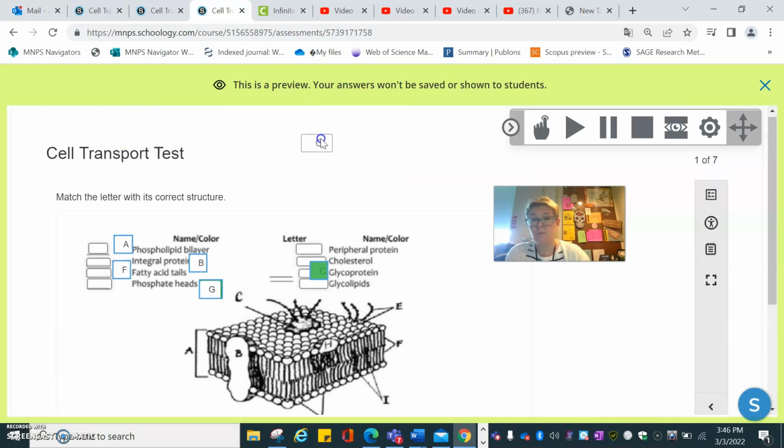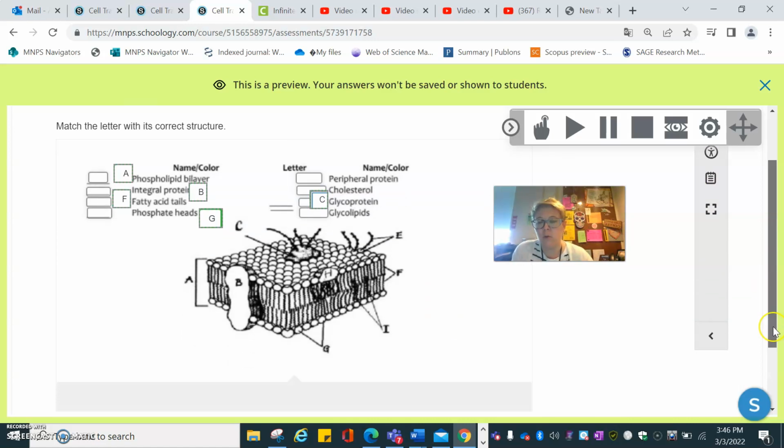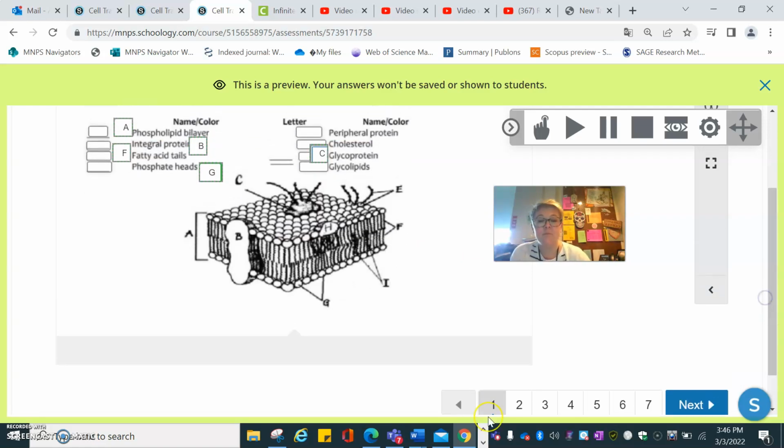So as far as redoing this on the test, you just have to do a little note card or write a little note sheet to memorize these parts. We've made models, we've colored, we've discussed it. So now you need to show that you know these parts.